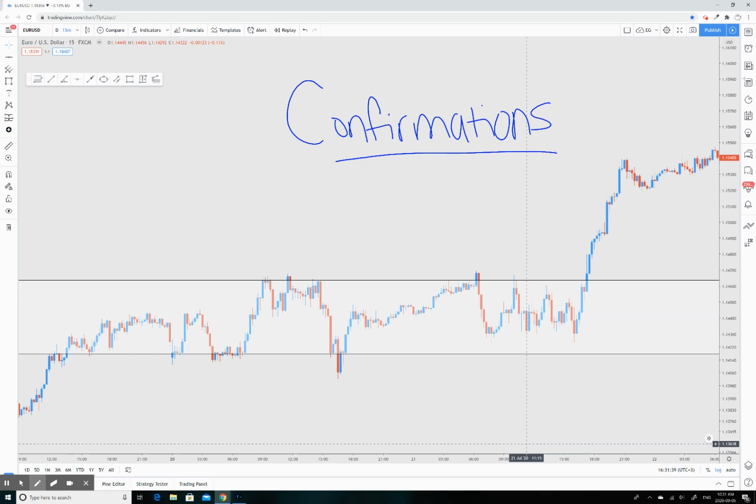But I'll just get right into it. I've already highlighted the level that we're looking at today. I am on the Euro USD if you can't see that, and I'm on the 15-minute time frame. But I will go into why I'm here and stuff like that.